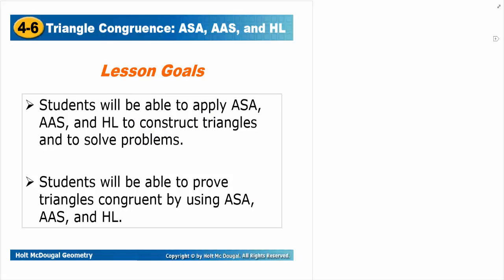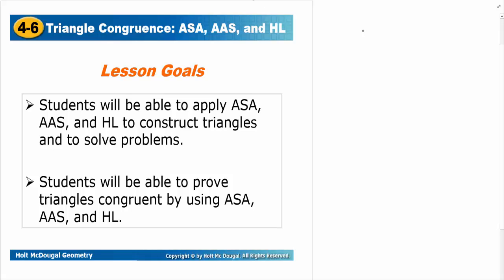Okay, so our goals today, we're going to have 2 new theorems that deal with our non-right triangles, and one final theorem that's specific to right triangles. So we have angle side angle, which is ASA, AAS, which is angle angle side, and our right triangle congruence theorem, which is hypotenuse leg.